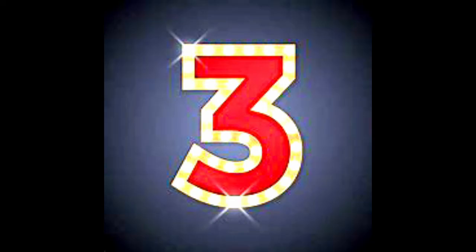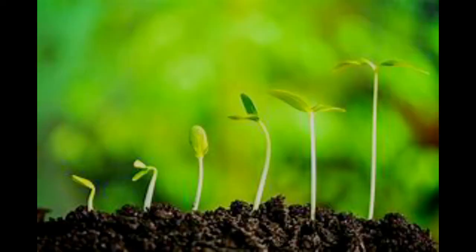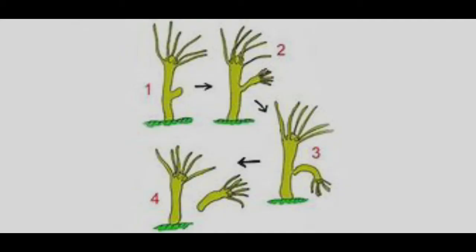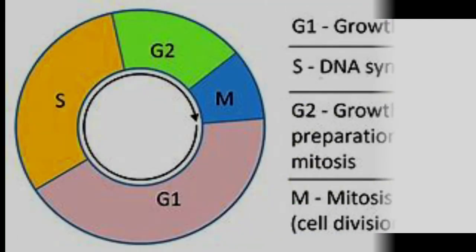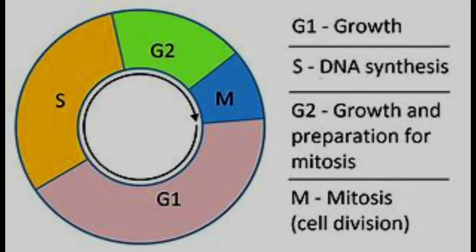So why do our cells divide? Well, there are three important reasons: growth, repair, and asexual reproduction, meaning reproduction that does not involve the fusion of gametes. Now, a typical cell goes through a process of growth and development called the cell cycle.